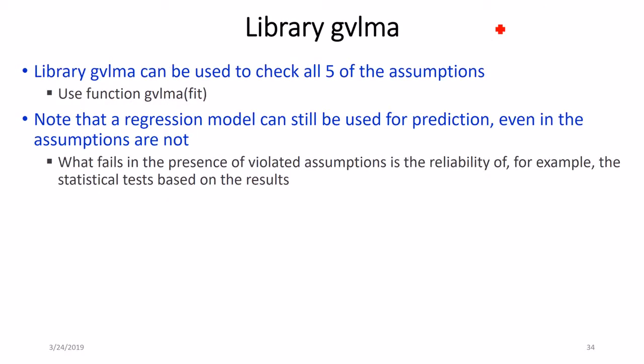In R, we can use the GVLMA function, given a model, for checking all 5 assumptions.